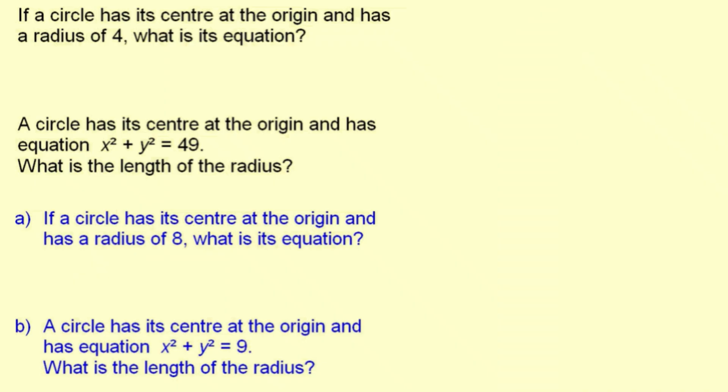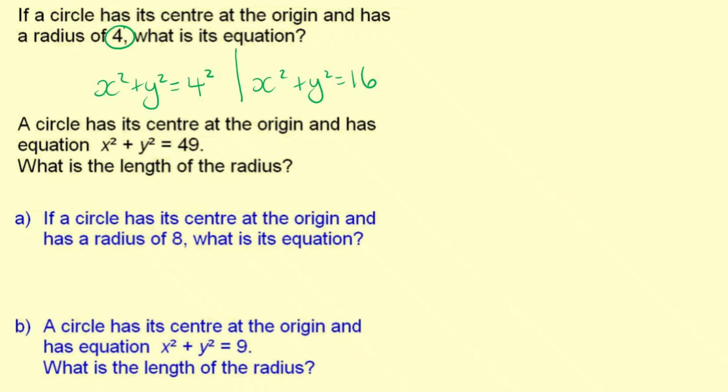Let's try another question. Here we go. If a circle has its centre at the origin and a radius of 4, what is its equation? So all we need to do is x squared plus y squared equals the radius squared. So you could write it out as step 1 like this. However, you will need to make sure you square the 4 to get 16. That is the equation of that circle.